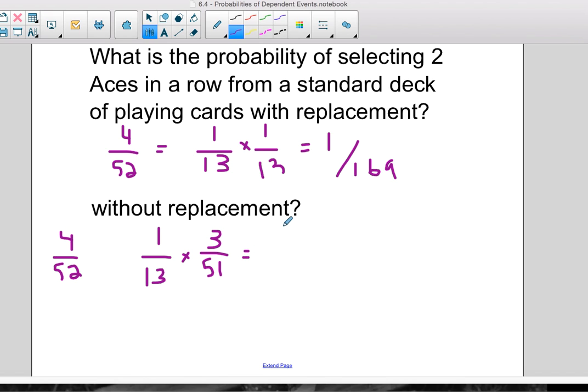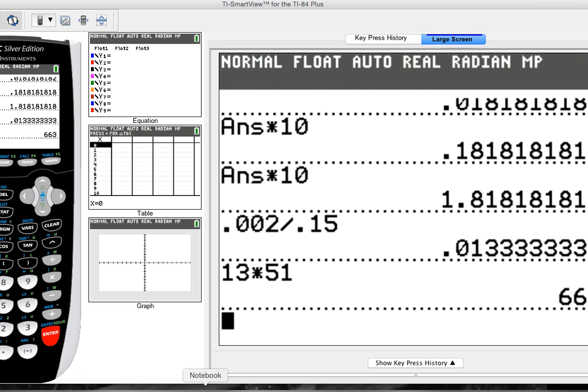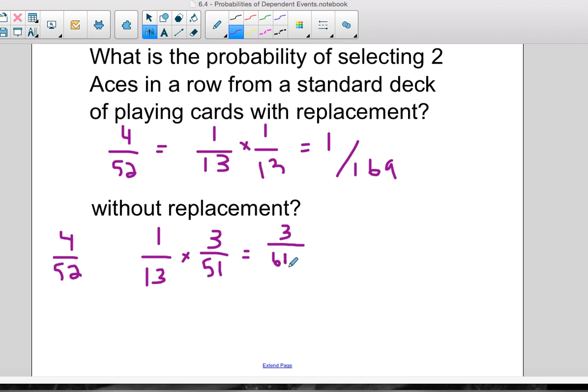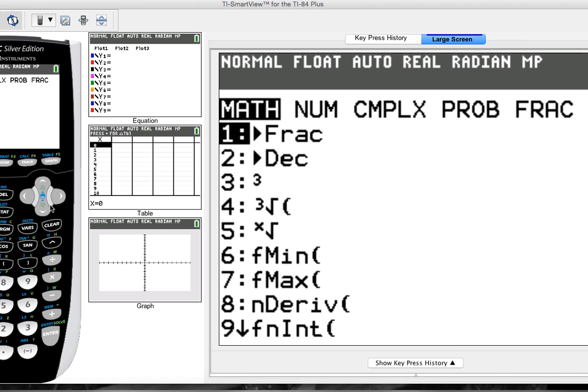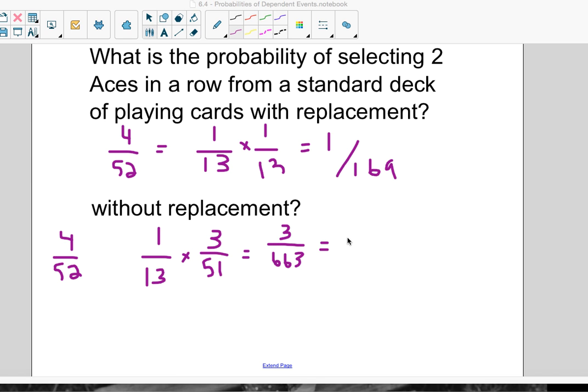So basically, this one would be 3 out of 52 times... 13 times 51, 663, which is, we just hit our fraction button, math, fraction, and it should be 1 over 221. That's weird. Oh, I need to do 1 over that. But you can do it in your head probably. 663 divided by 3 is just going to be 221. It's the 1 out of 221 chance.